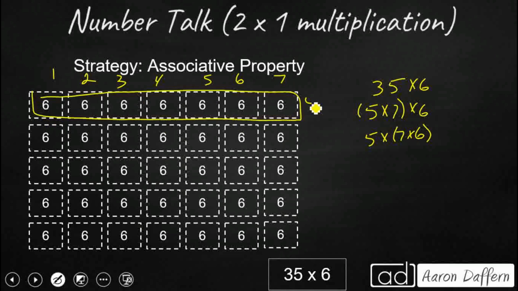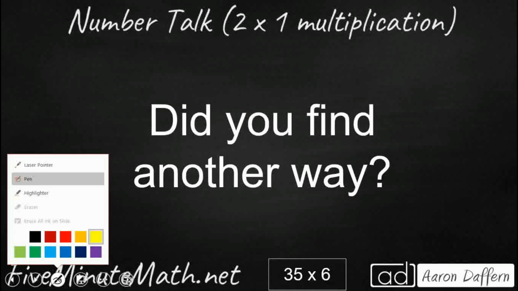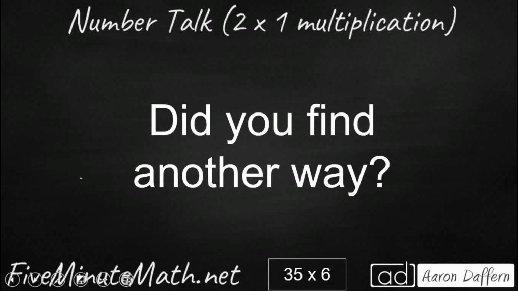42 is going to be pretty easy to skip count if I want to. And you see I'm going to get all my groups of 42. I'm going to get 42. I'm going to get 84. I'm going to get 126. I'm going to get 168. And then there we go. I've got my 210. So those are just a few of the different ways that you can use mental math to solve 35 times 6.